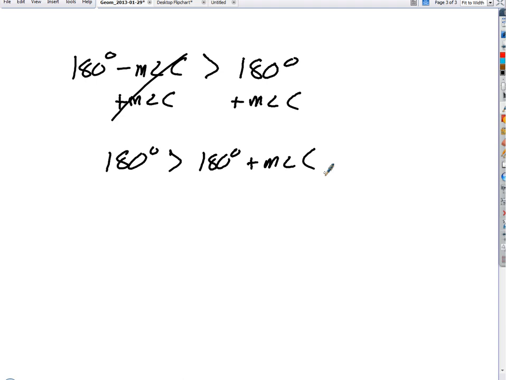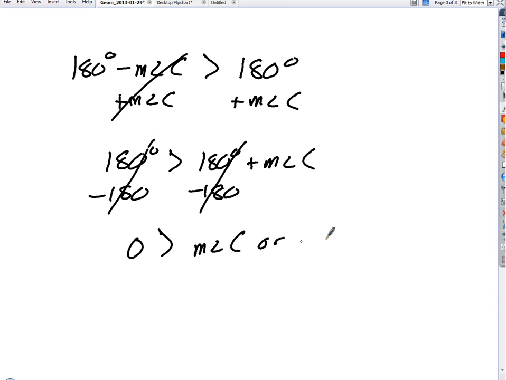It's starting to look a little crazy, isn't it? If I subtract 180 from both sides, I get 0 is greater than the measure of angle C. Another way of saying that, the measure of angle C is less than 0 degrees. Is that possible in a triangle? No, that's absurd. That can't happen. And so therefore, our assumption had to be wrong. There can't be more than one obtuse angle in a triangle, because if there are, this is the result. See how that works? That's pretty slick.